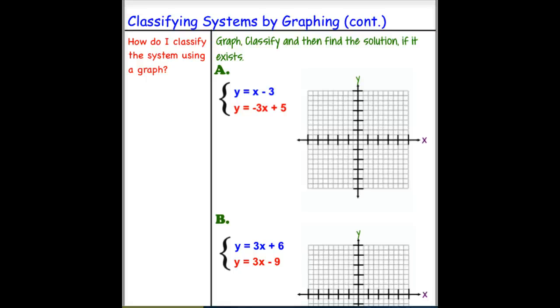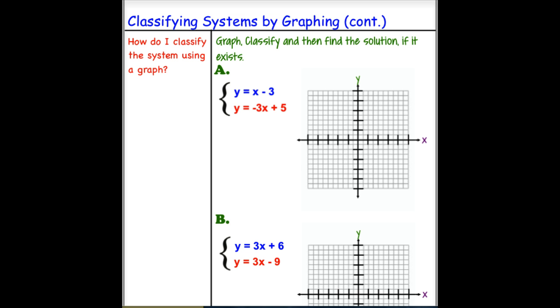Now that we've had the opportunity to define how we classify systems, we need to use graphs to be able to classify them, and then if there is a solution, find it. So our first problem we have here is the system of y equals x minus 3 and y equals negative 3x plus 5. So what we're going to do is we're simply going to graph each equation.